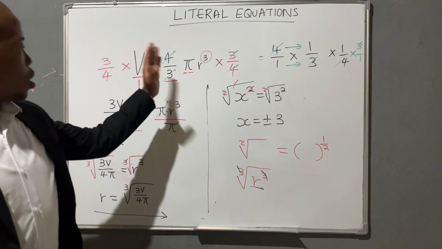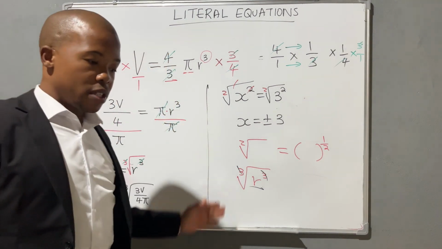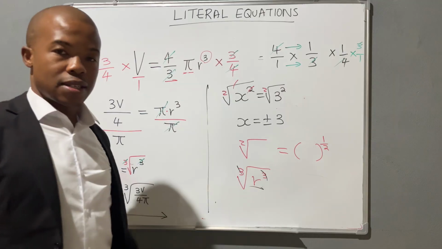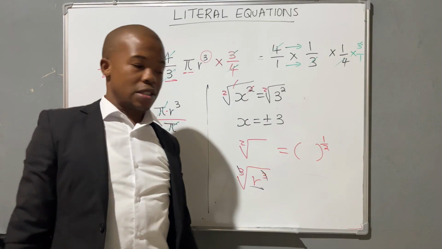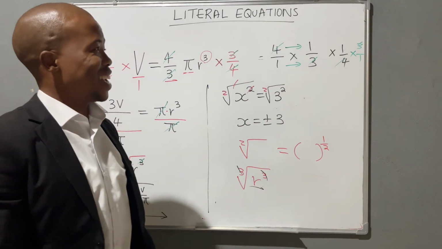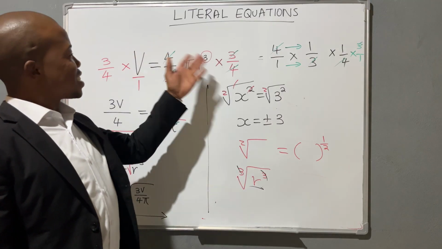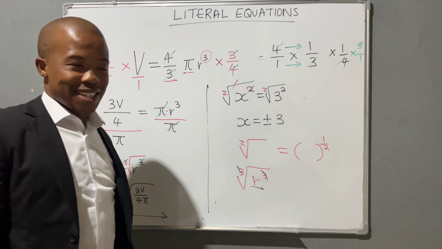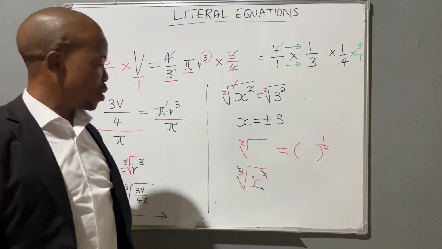But what are we doing? We are simply just solving for x. It's just that they call it literal equations, but literally, no pun, it's just solving for x. Are we together? So that's pretty much it.